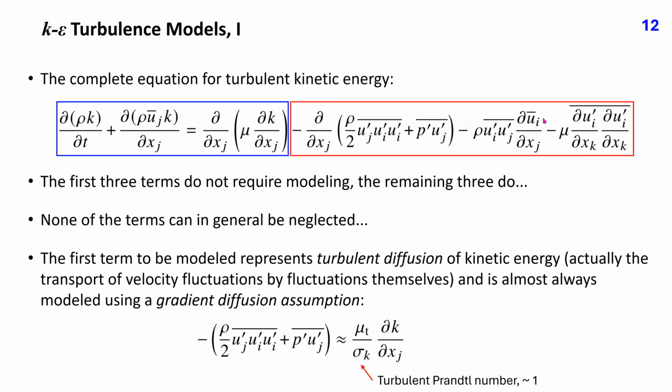The first term to be modeled represents turbulent diffusion of kinetic energy. It is actually the transport of velocity fluctuations by fluctuations themselves, but is almost always modeled using a gradient diffusion assumption. This means that the gradient of k is multiplied by the diffusion coefficient, which is defined as the ratio of turbulent viscosity and turbulent Prandtl number, by analogy to the definition of diffusivity coefficient in laminar flows. The turbulent Prandtl number is an empirical parameter taken to be around unity, independent of the flowing fluid.